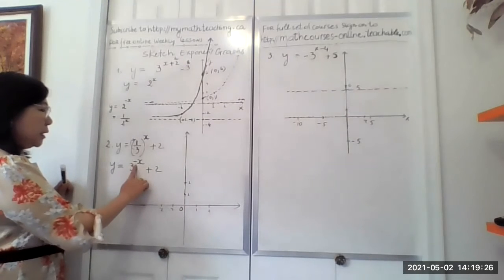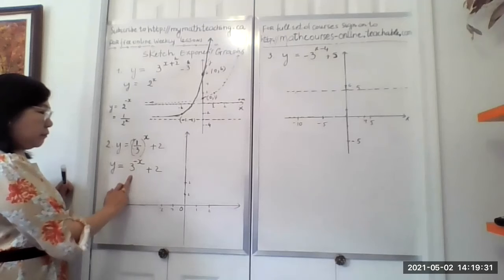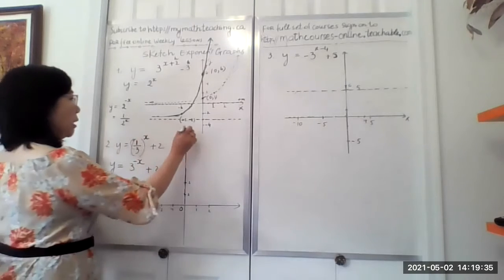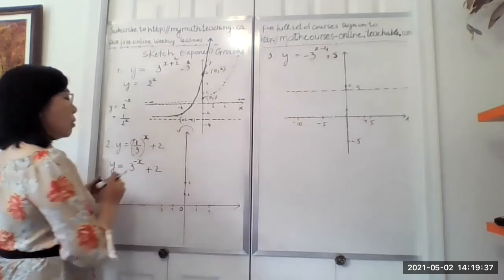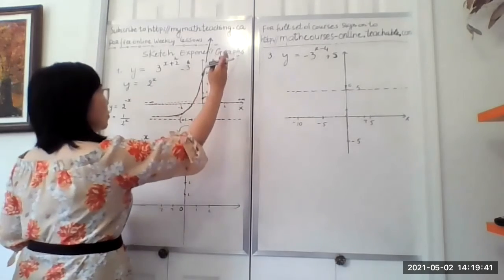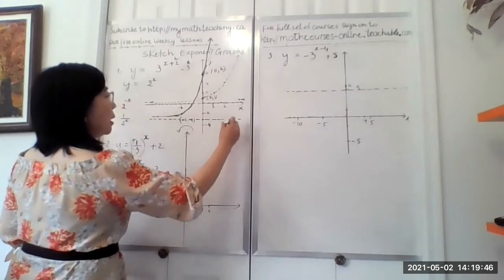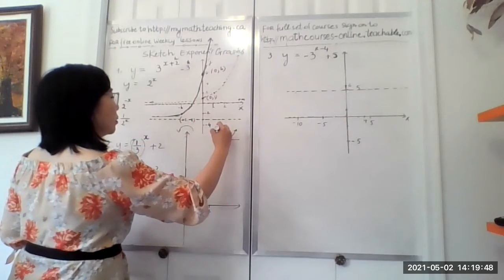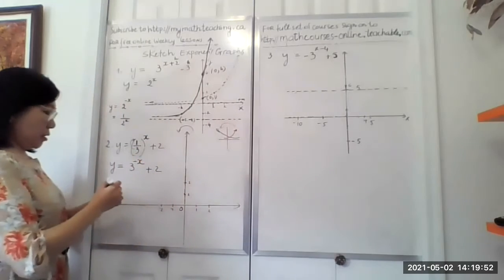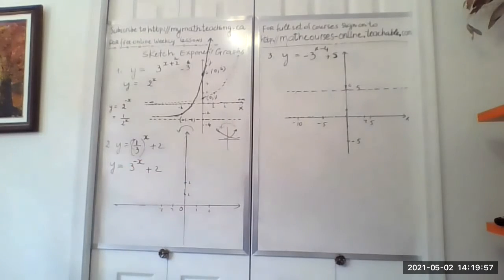So this graph has a negative x, and make sure you know this form and this form are the same, right? So we have a negative x, which means we have a reflection over the y-axis. So our graph, instead of going this way, now will go the other way, like this. So this is a reflection over the y-axis. What else do we notice about that?